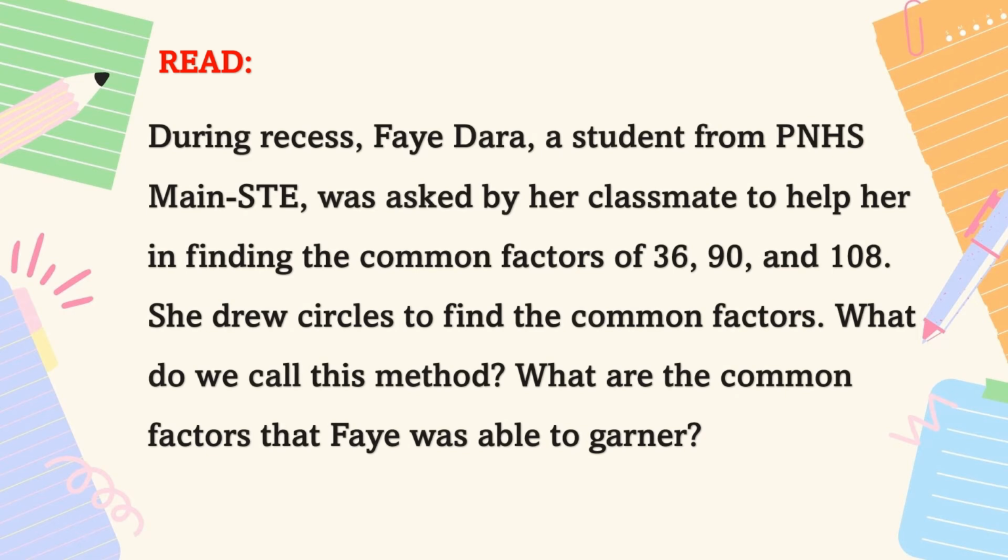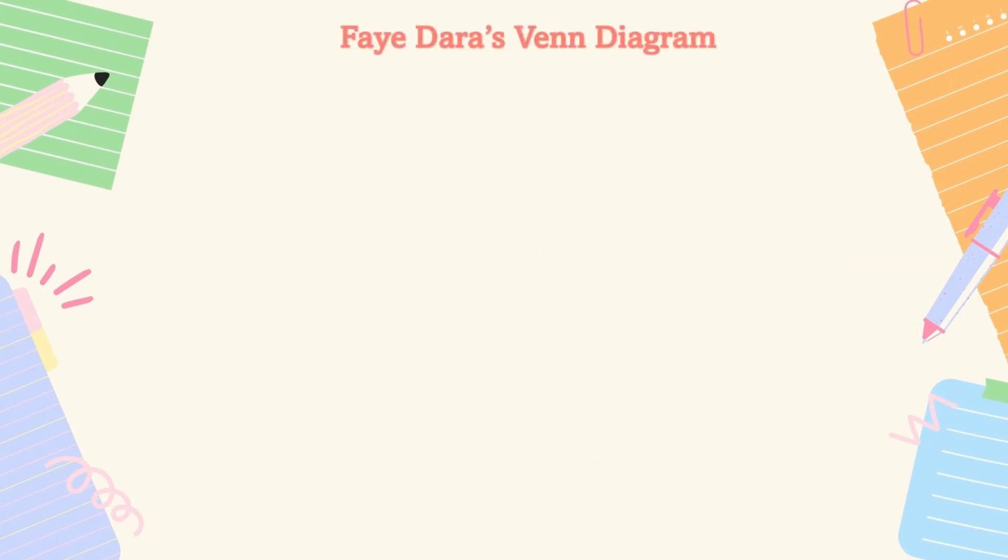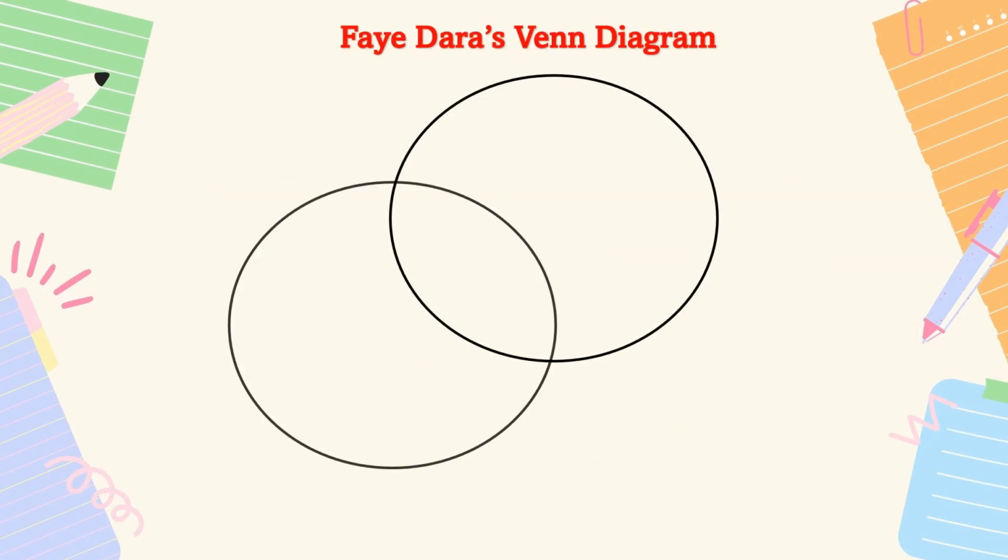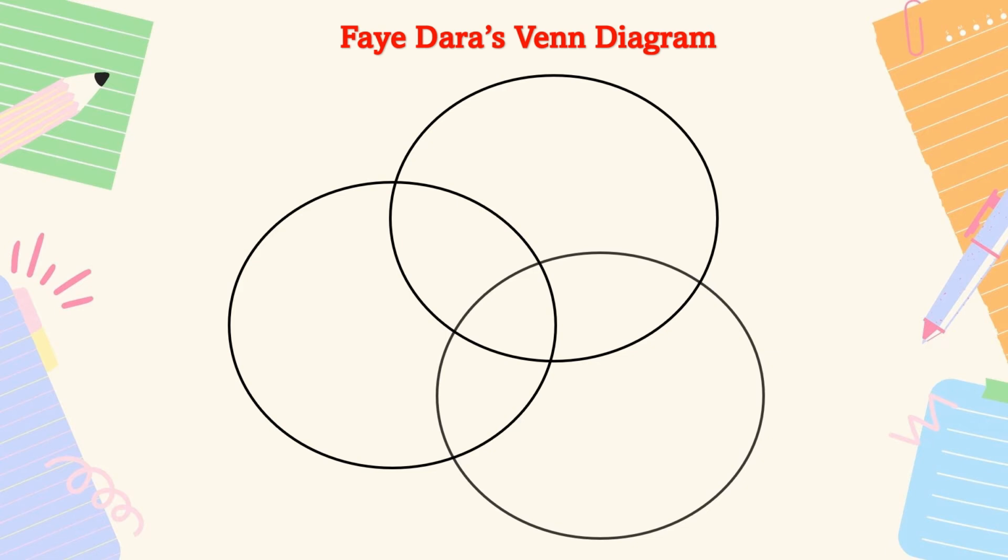Now let's answer the problem. The method that Faye Dara used was Venn diagram. It is made up of 3 circles which are interconnected with each other. Now let's have the first circle. She wrote on the first circle factors of 36, which are 2, 3, 4, 6, 9, 12, 18, and 36.